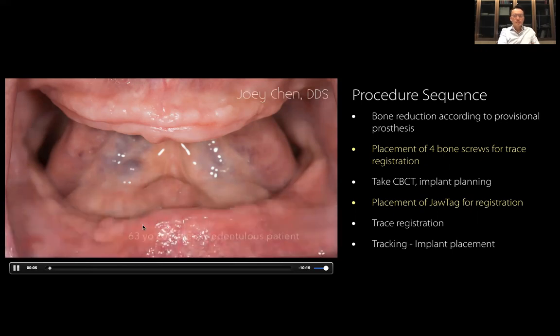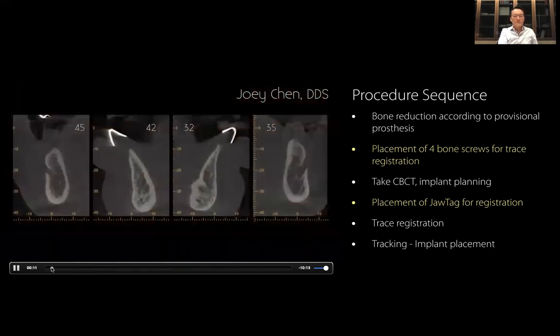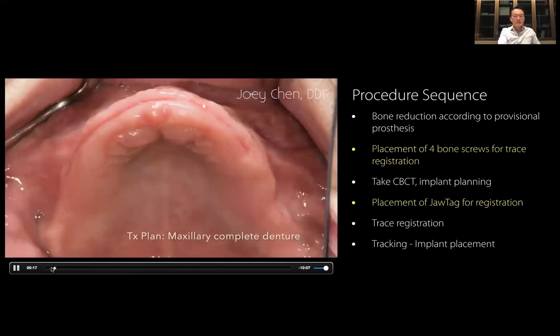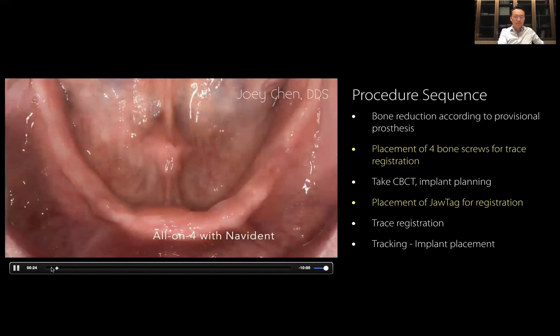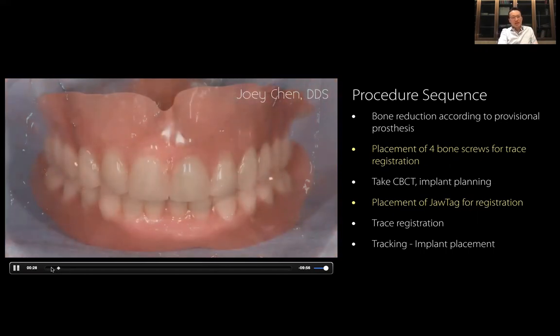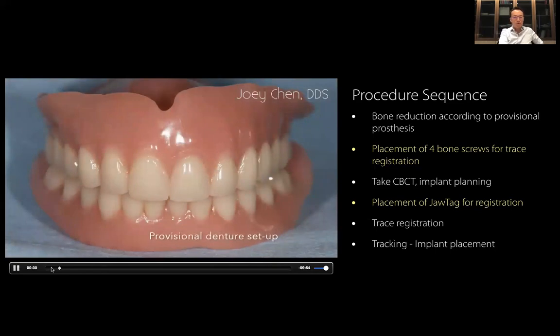So at this point, 6 months after extraction, now the patient is completely edentulous. And these were the CBCT scan image for the mandible. We just saw this. So we were going to make a complete denture for this patient. And I'm going to use the Navident dynamic navigation system to do the all-on-4 approach.